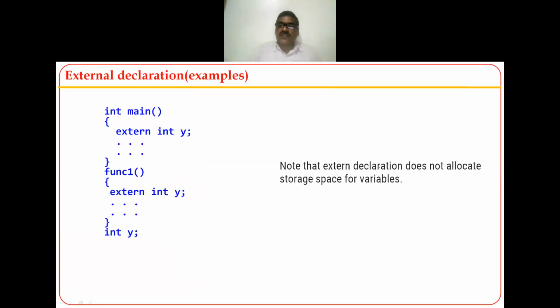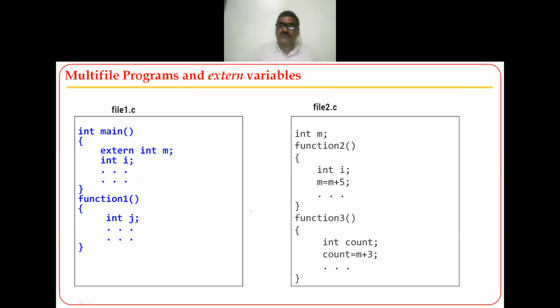Note that an extern declaration does not allocate storage space for these variables. Okay, so when you are declaring the extern variable, if we have multiple files, how can the extern variables be accessed between the multiple files?